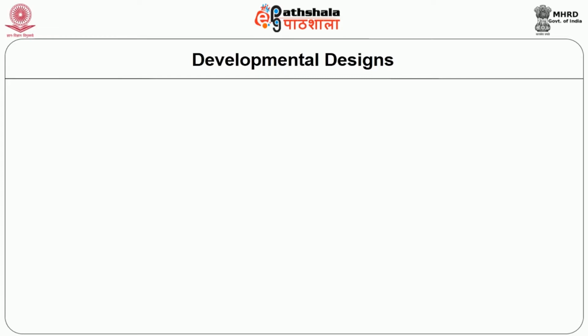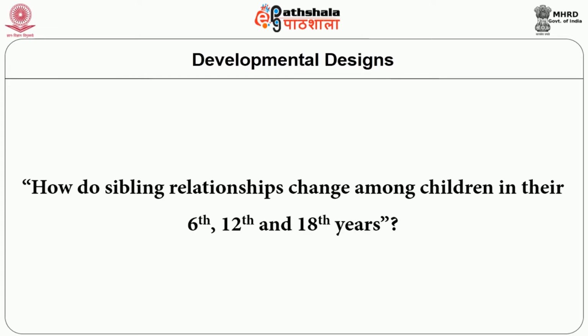To answer the question of how do children change in due course of time in a scientific manner, the researchers in the field of child development start with a research question or hypothesis as any other research. Hypothesis is nothing but a research statement or question that would be tested by reflecting on what the researcher wants to find out. Consider the following examples in understanding this part of the module. The question is, how do sibling relationships change among children in their 6th, 12th, and 18th year?